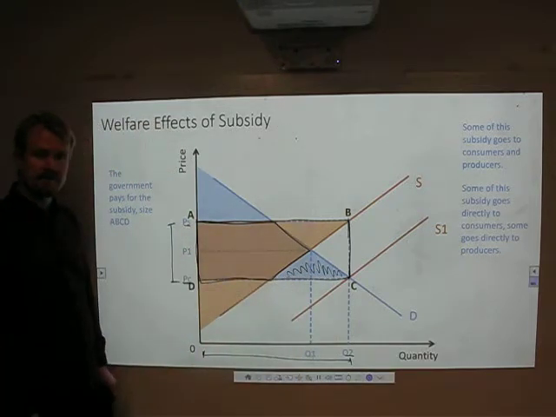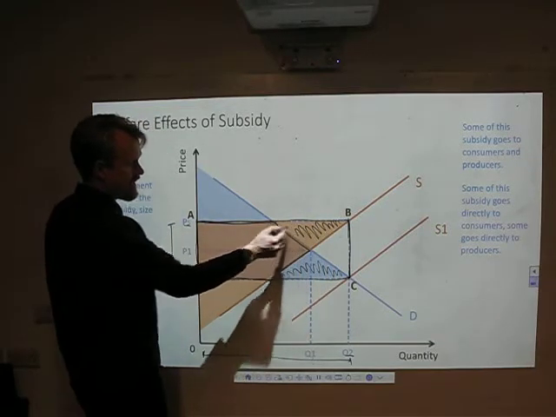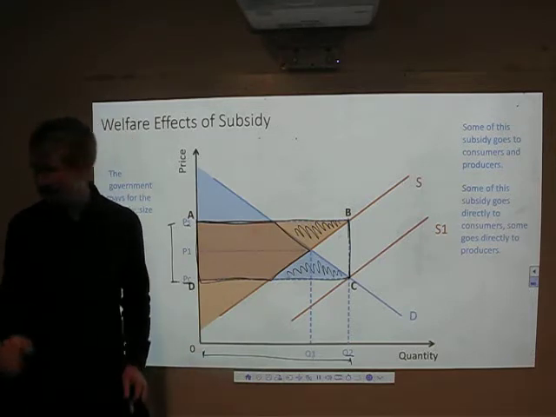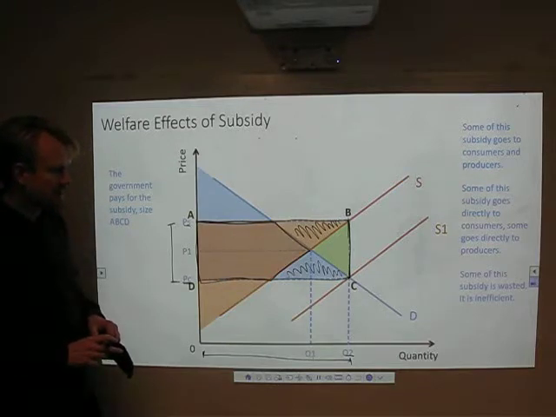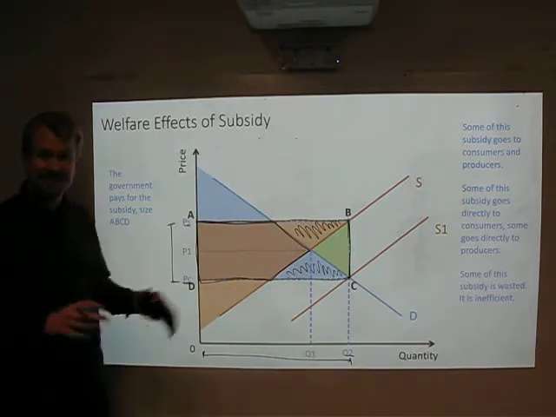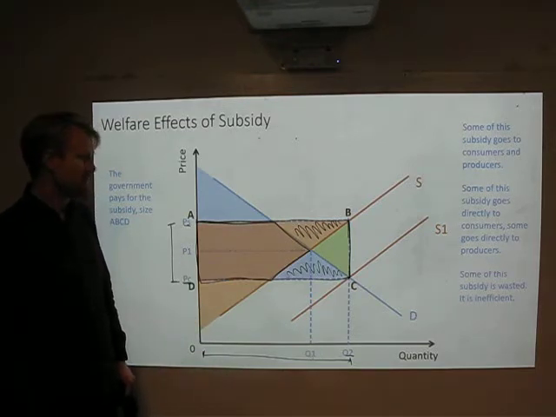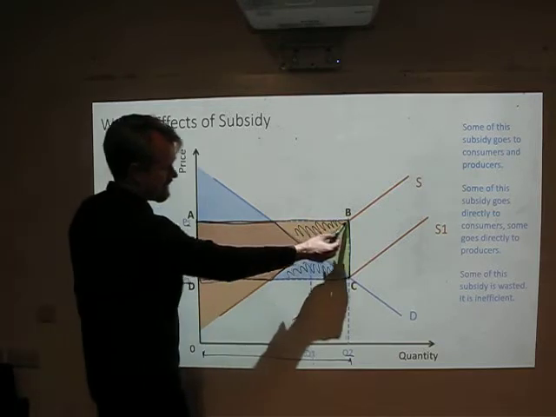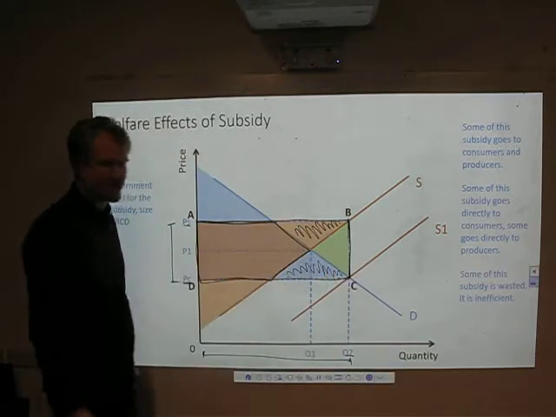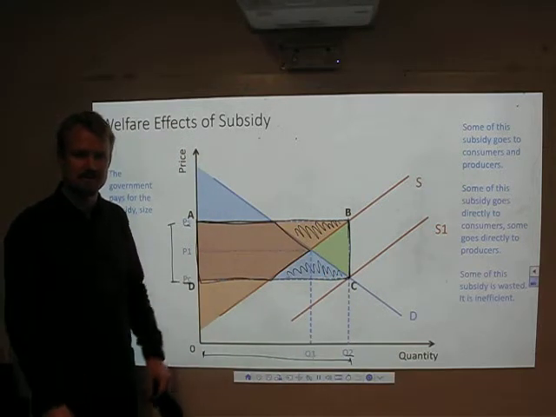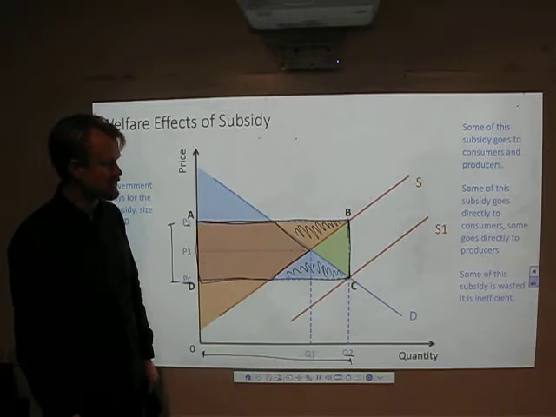Some goes directly to producers, because some of it is new producer surplus, which is this area here. Some of it, however, is simply wasted, and that's this green triangle here. Some of the subsidy is wasted and inefficient, in the same way that taxes are inefficient, because the government is paying for this area here. Part of this government revenue is going out, but no producers or consumers are claiming that bit of welfare because it's not included in the new consumer or producer surpluses.